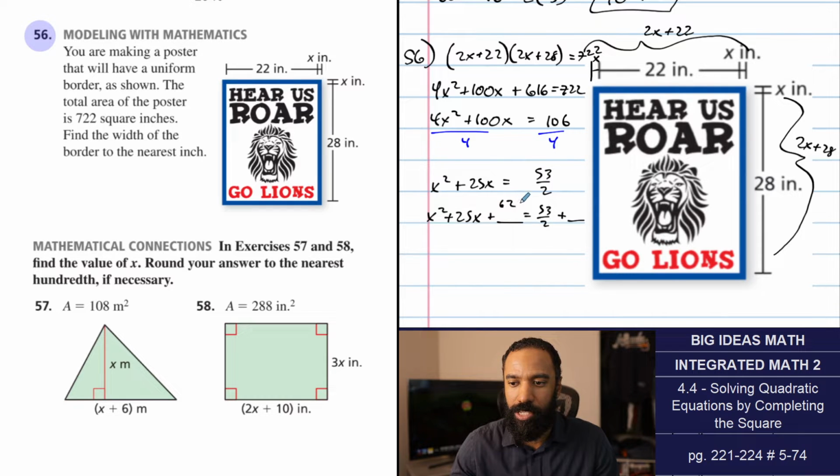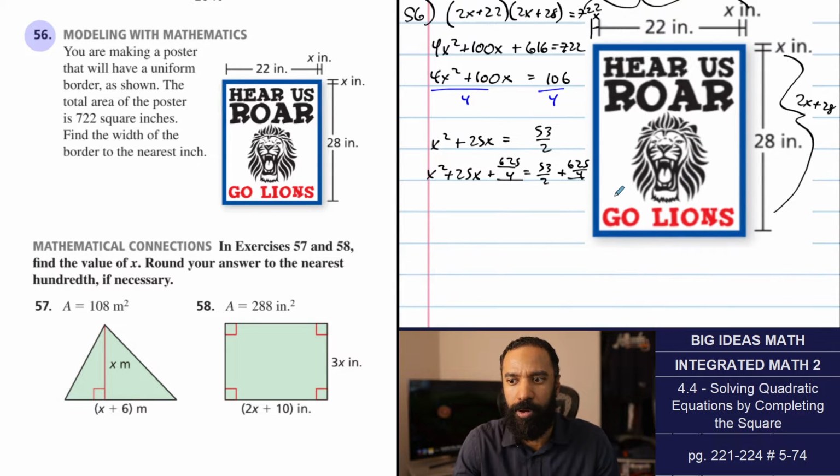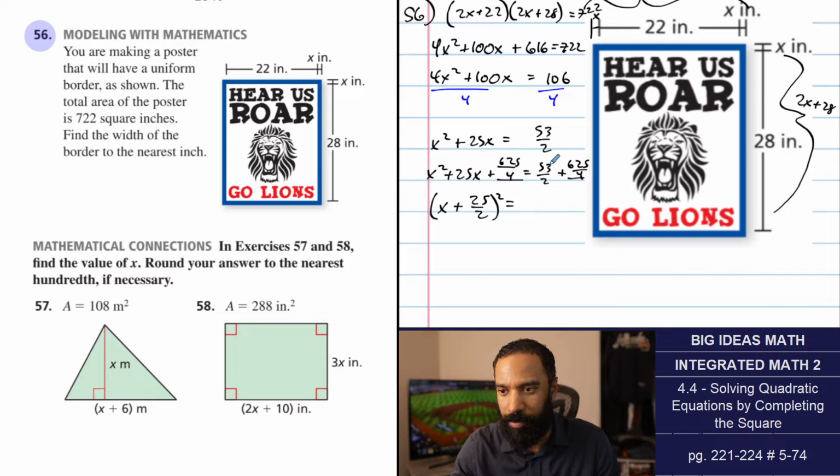25 halves squared is 625 over 4, and this is 625 over 4. This is going to be a pretty, I hope I didn't mess up writing a number. The total area of the poster is 722 square inches with a uniform border. I assume the border is part of the poster here. So this factors into x plus 25 over 2 quantity squared. Pretty ambitious problem, especially when I squeeze it in here.